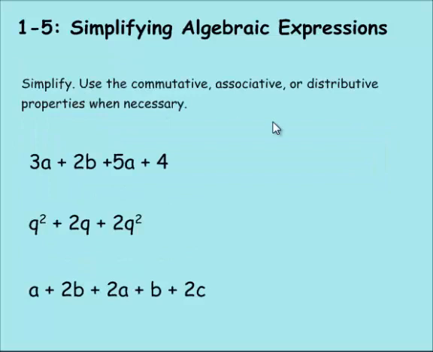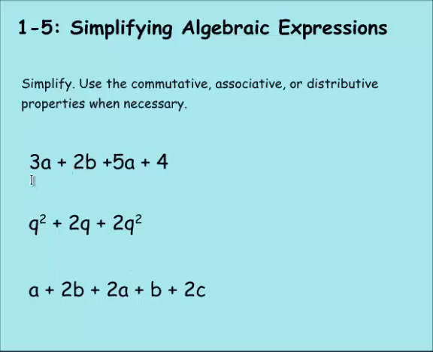Let's look at these problems then. It tells us to simplify, also to use the properties we learned a few lessons ago, the commutative, associative, distributive properties whenever necessary. Meaning that we can add, remember, we can add these in any order. We can group things together with the associative property. We can distribute when we're multiplying. So just always keep that in mind, that we can use these properties to solve these.